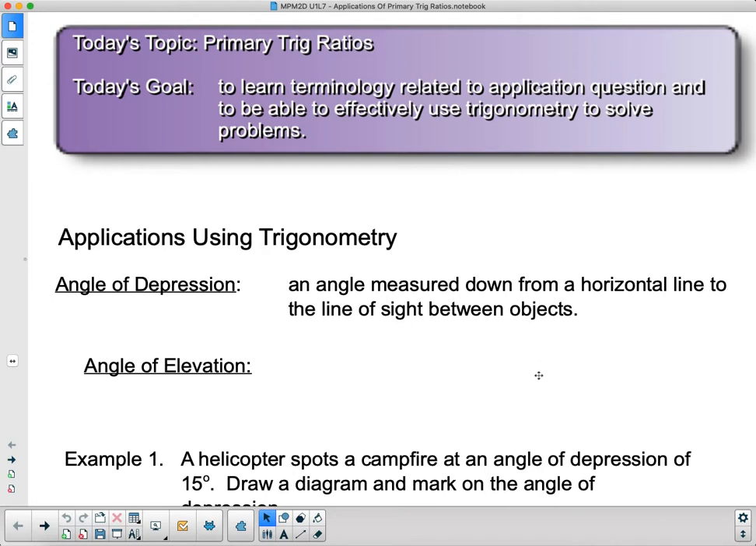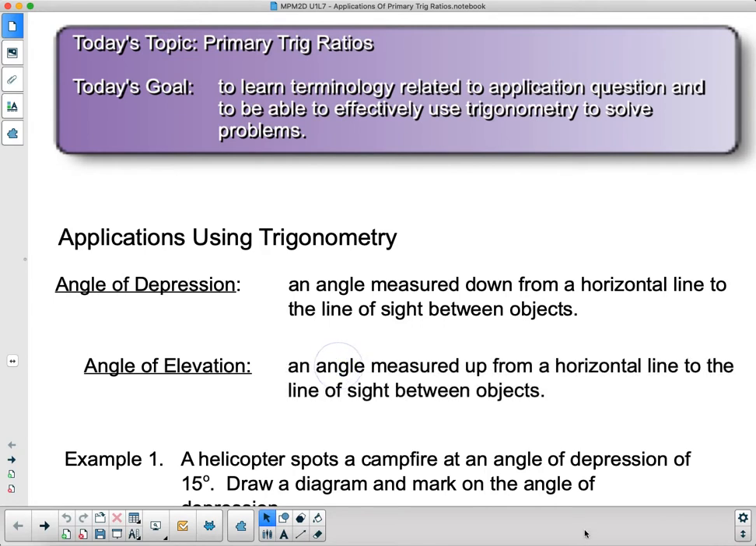of sight between objects. And then elevation means up. An elevator, if you get elevated, you go up. An elevator goes up, well, also goes down, but elevate means to go up. So this is an angle measured up from a horizontal line to the line of sight between objects. So if you see the words depression and elevation, you know that you have to have a horizontal line to start with. If there's no horizontal line present, you're going to have to put one in. So let's take a look at what that means here.